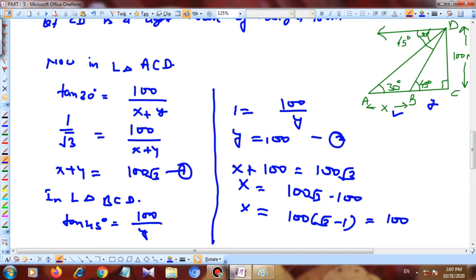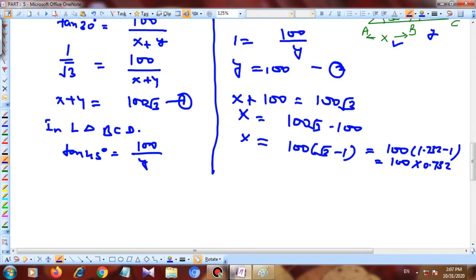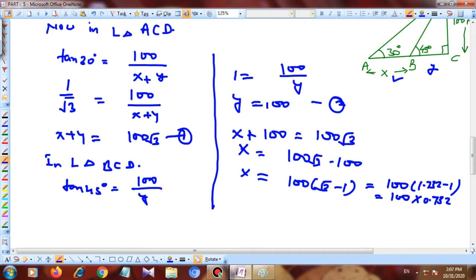So this is 100 into (value of root 3 is 1.732 minus 1). So this is 100 into 0.732. So this will become 73.2 meter, right? So this distance is 73.2 meter. Clear?